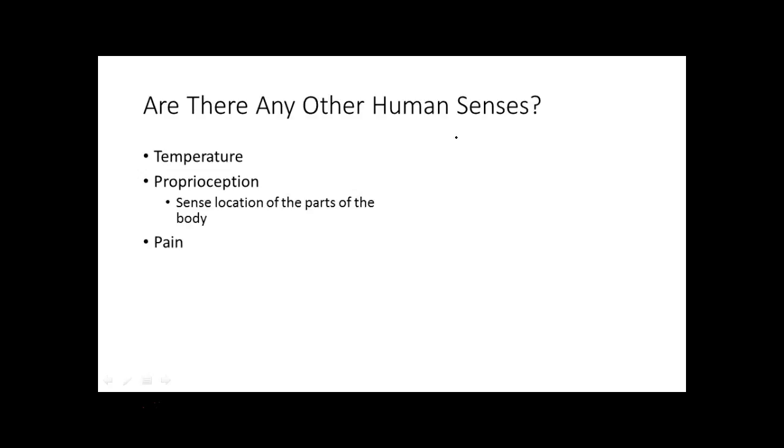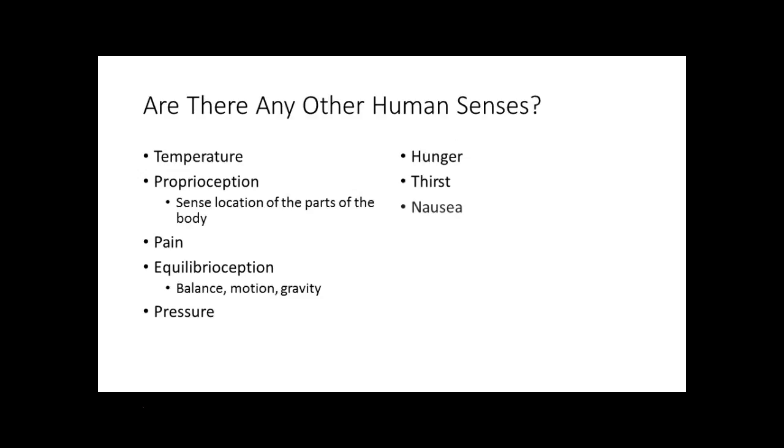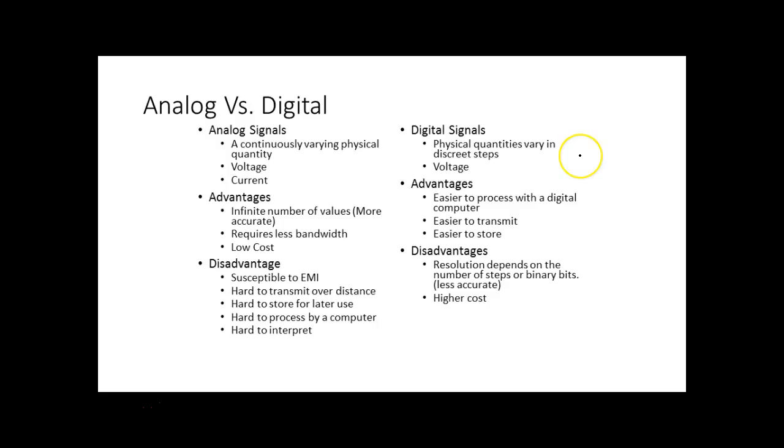We can sense pain. We can sense equilibrium, perception of balance, motion, gravity. We can sense gravity, right? Pressure. We can sense hunger. We know when we need to eat. Thirst. We get thirsty, right? We get nausea. We get sick, so we know when to throw up. We know when we get something in our body that's foreign to us and it needs to come out. Stretch receptors in your lungs, your bladder, your stomach. So we know we need to go to the bathroom. We know when we need to breathe. We know when we need to eat, right? We know when we need to go sit on the pot for a little while.